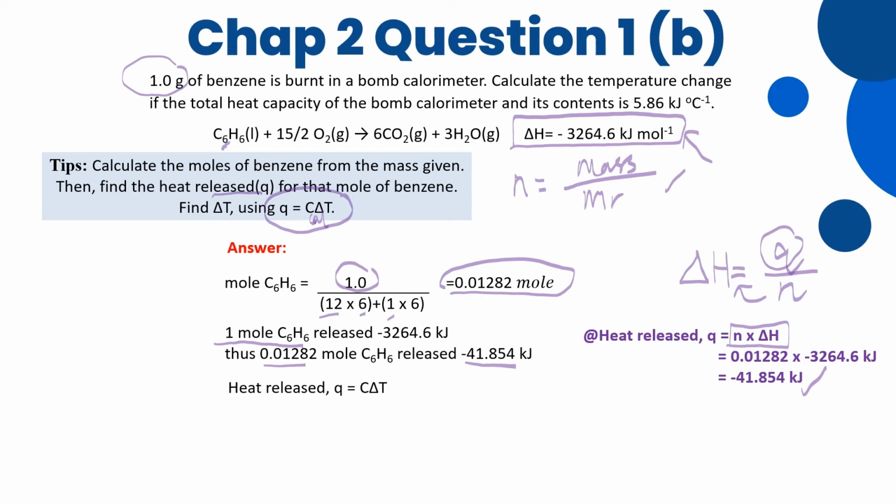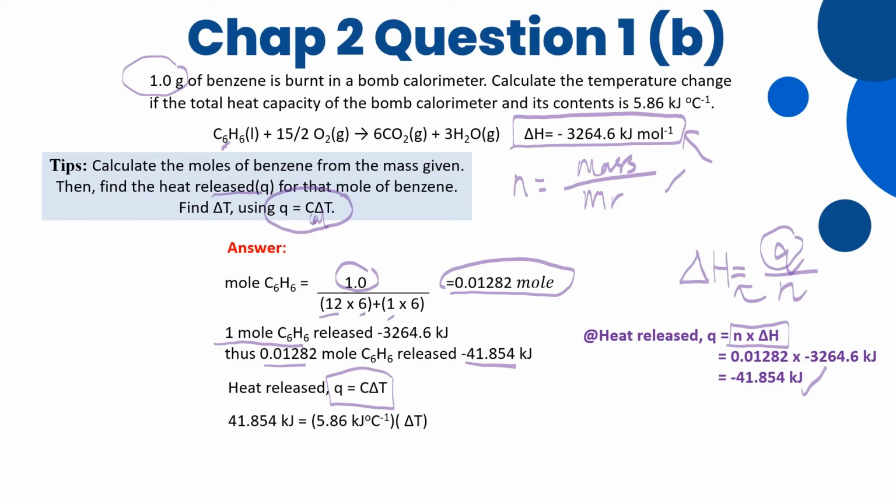And this is the equation. We can relate Q with delta T, because we know that all the heat is actually absorbed by only the calorimeter. So we can use Q equal to C times delta T. So what is the amount of Q?